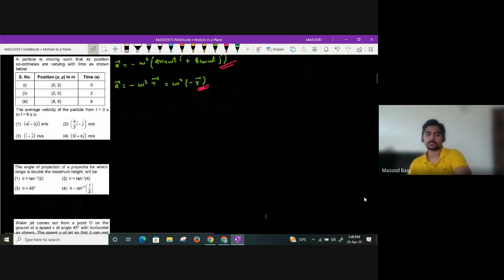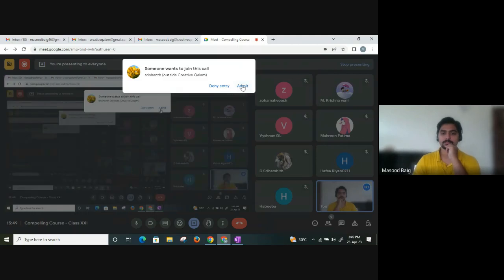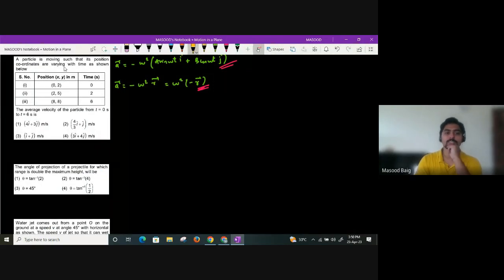Let us move to the next question. A particle is moving such that its position coordinates are varying with time. At t is equal to 2 seconds, these are the positions. At t is equal to 6 seconds, these are the positions. They're asking us to find average velocity.